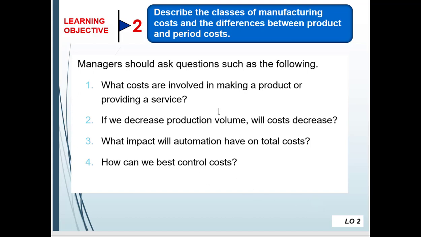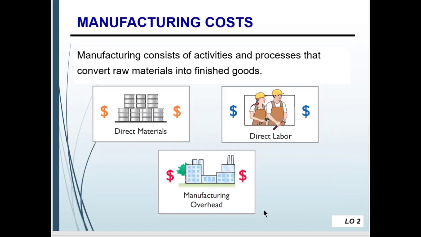If we decrease production volume, what costs are going to change, right? What impact will automation have on our costs? And again, in the end, we're always looking for how can we best control costs? So we're going to look at three basic kinds of manufacturing costs: direct materials, direct labor, and manufacturing overhead. These are the primary costs associated with the cost of goods sold.